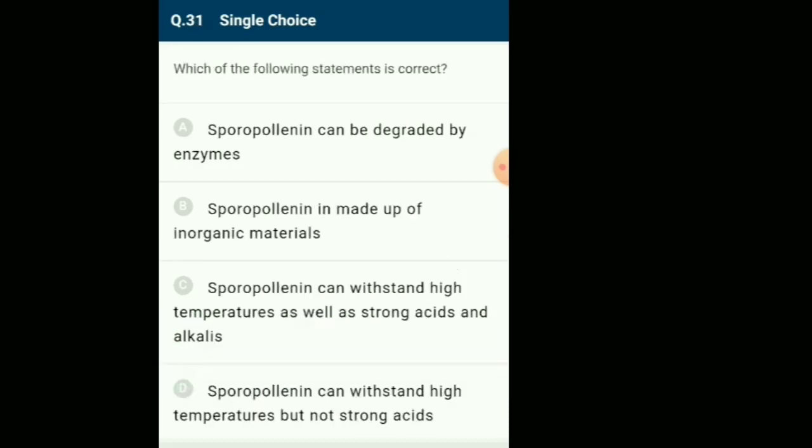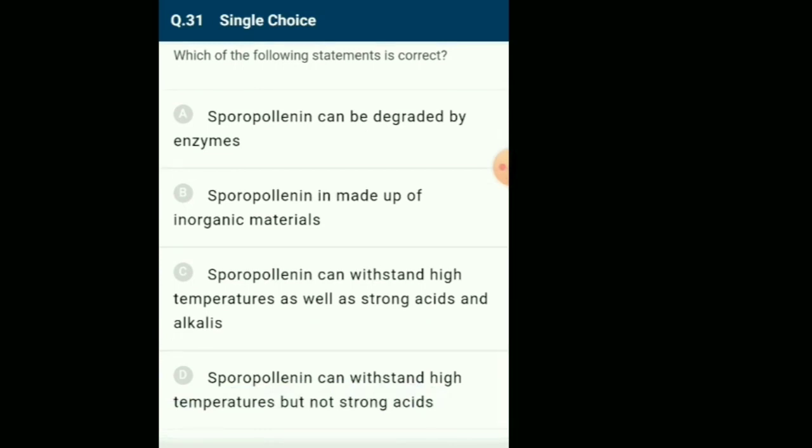Question number 31. Which of the following statement is correct? Sporopollenin is present in exine of cell wall. It is one of the most resistant biological materials known. It can withstand high temperatures and strong acids and alkali. No enzyme that degrades sporopollenin is so far known. Pollen grains are well preserved as fossils because of the presence of sporopollenin. So the answer for this question is option C. From the given four statements, C is the correct one.